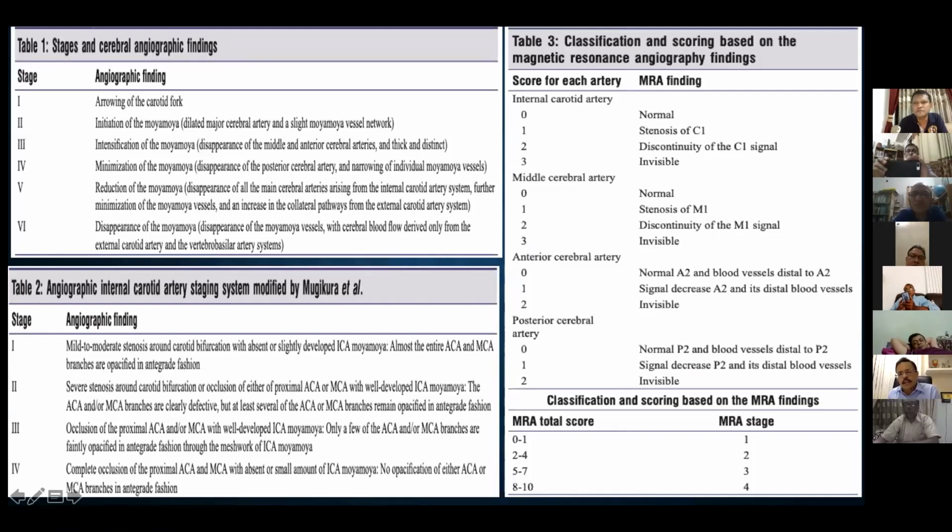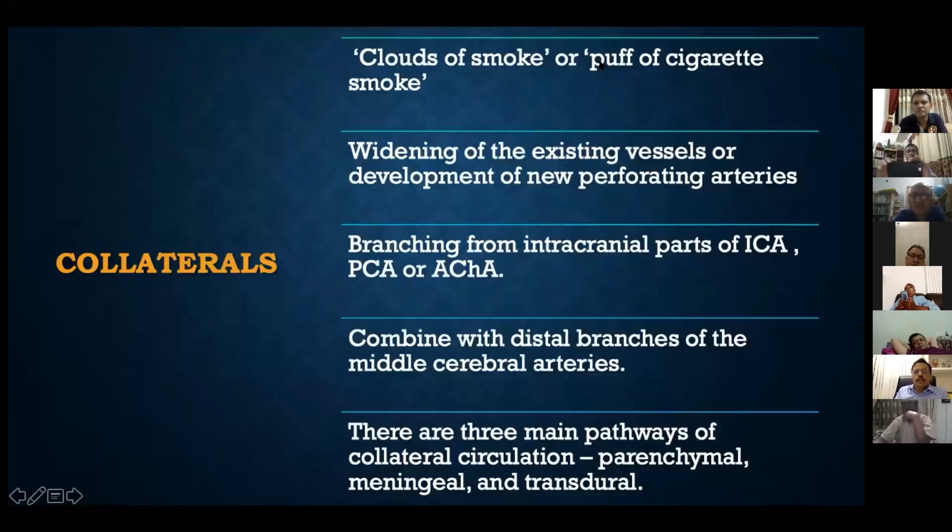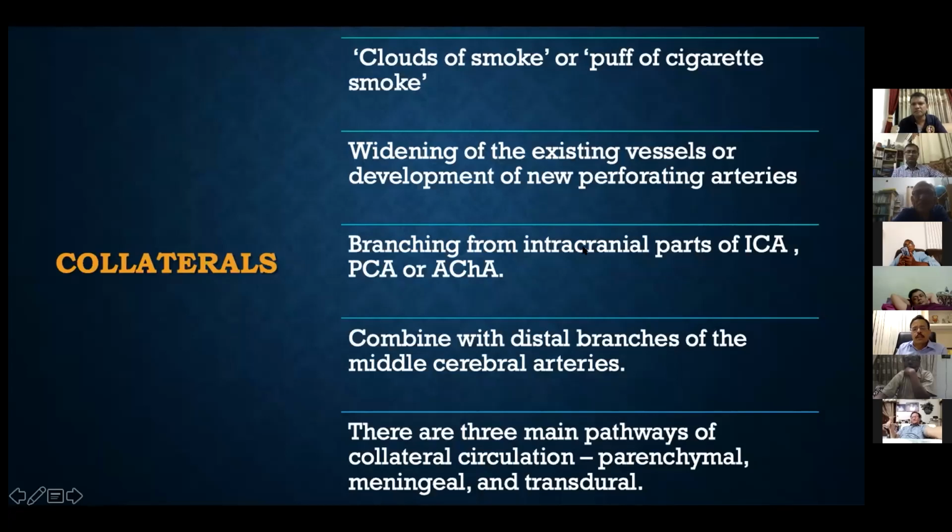So the collaterals are seen as a cloud of smoke or puff of cigarette smoke, which gave it the name. It is widening of the existing vessels or new perforating arteries, and the branches may come from the ICA, PCA, or anterior choroidal artery, and they may combine distally with the distal middle cerebral artery to provide collateral flow. So collateral flow can be through parenchymal, meningeal, as well as transdural routes.